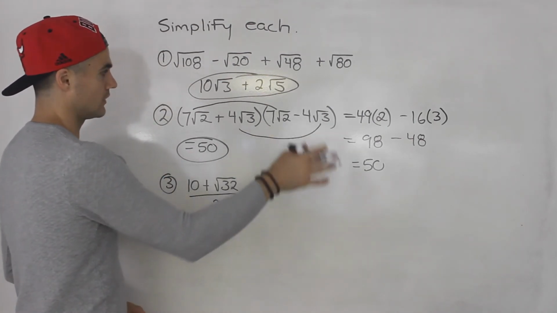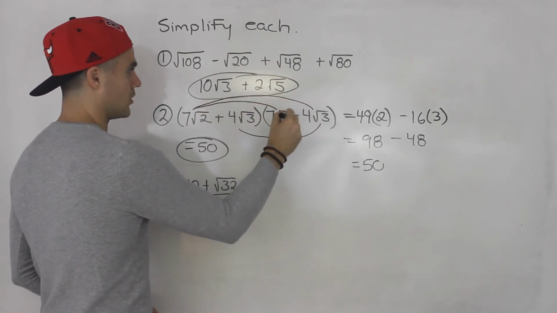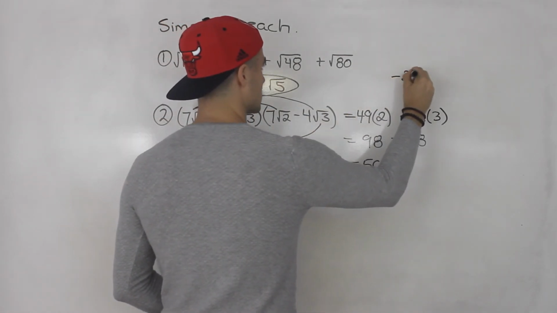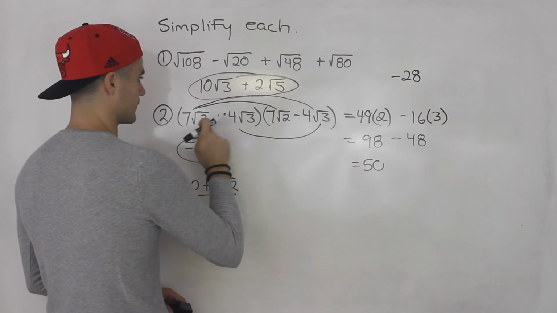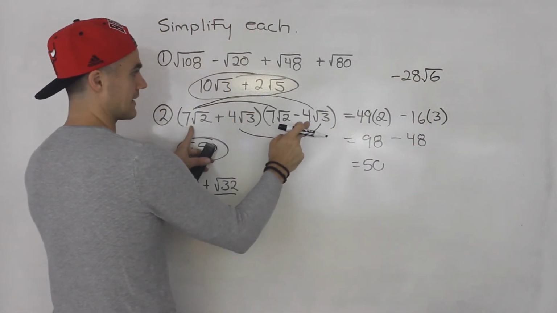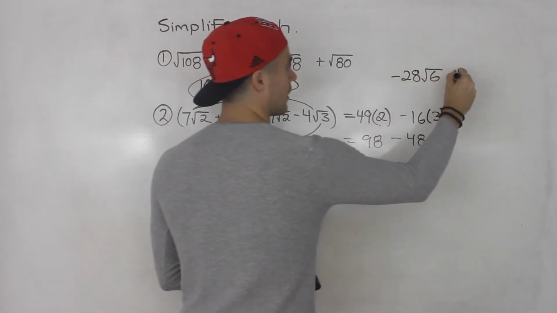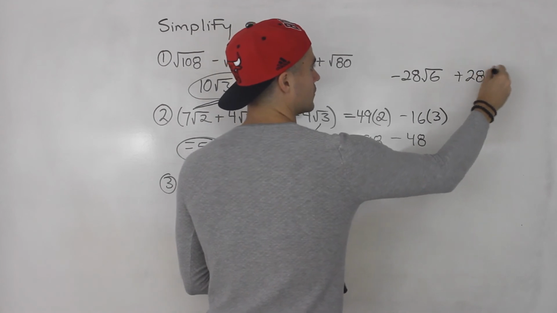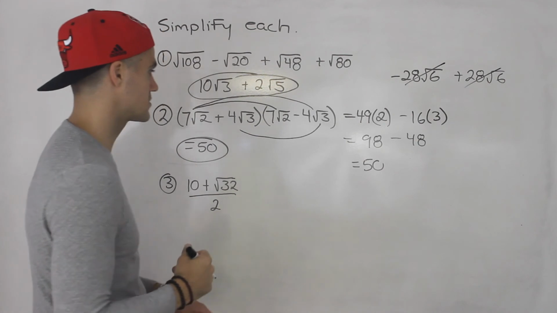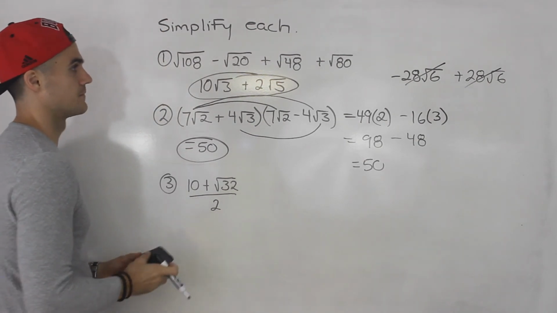Again, if you were to FOIL it out fully, so if you took 7 root 2, multiplied it by negative 4 root 3, you would end up with what? Negative 28 root 6, since root 2 times root 3 is root 6. And then 4 root 3 times positive 7 root 2, that would give you positive 28 root 6. So then those middle terms would cancel out, and you're just left with those end terms. Okay, so that's what I mean by difference of squares. Either way, answer is 50.